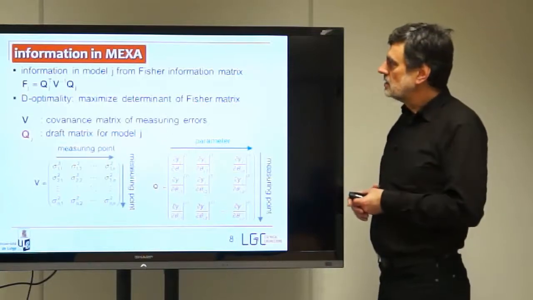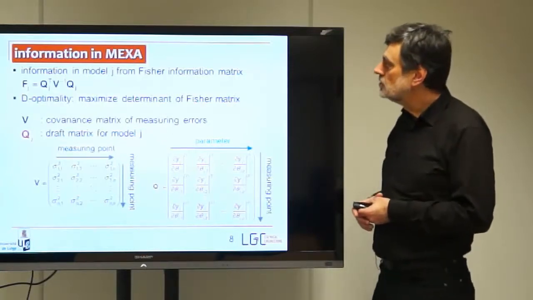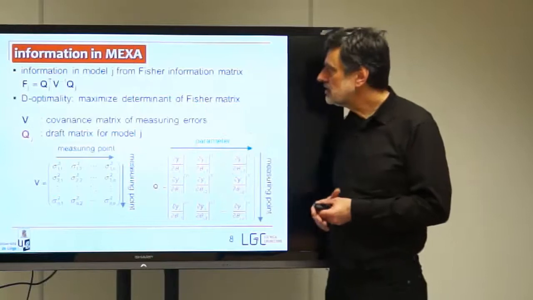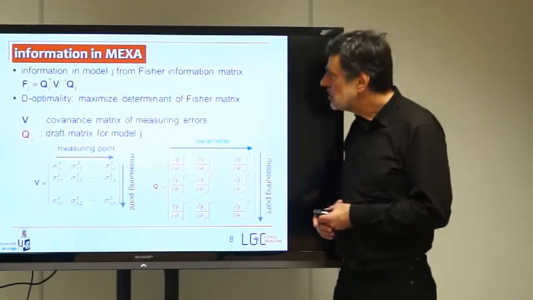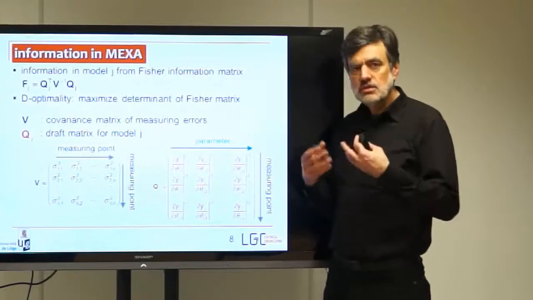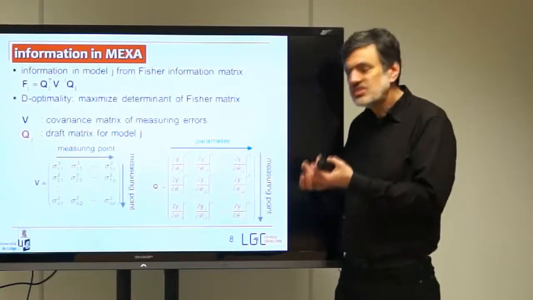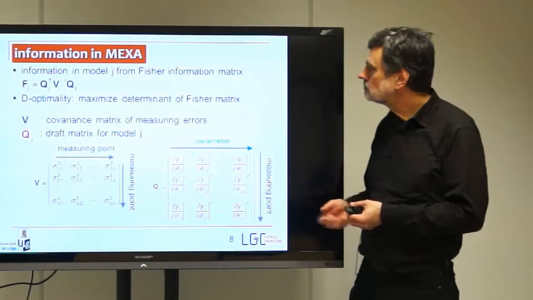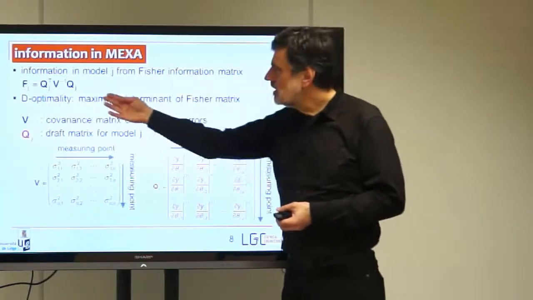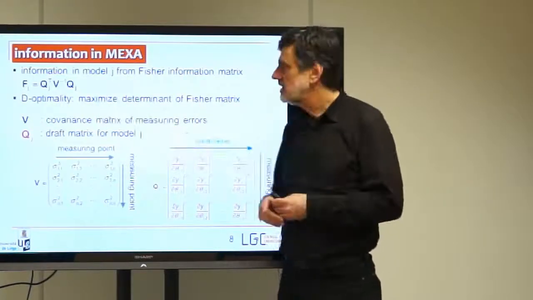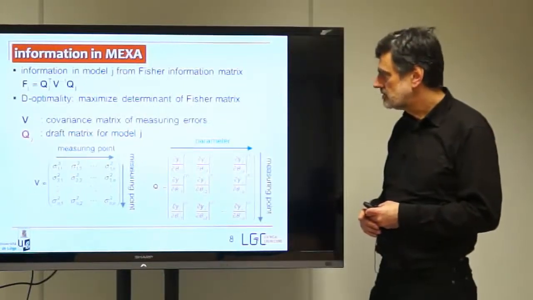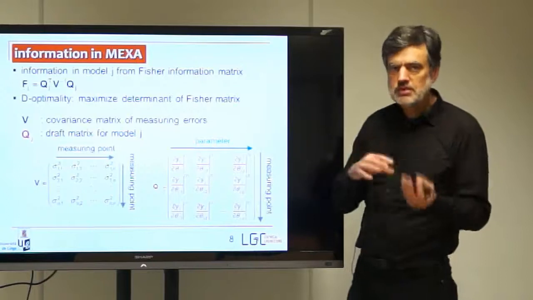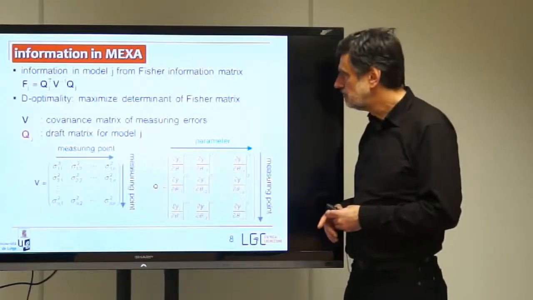I show you here the mathematical background. We use the Fisher information matrix, which is specified by this mathematical expression, and this characterizes the information obtained from an experiment, and we maximize some measure of that information, and as a measure we use the determinant of the Fisher matrix. One can use other options, but it's not the place to discuss that in detail.